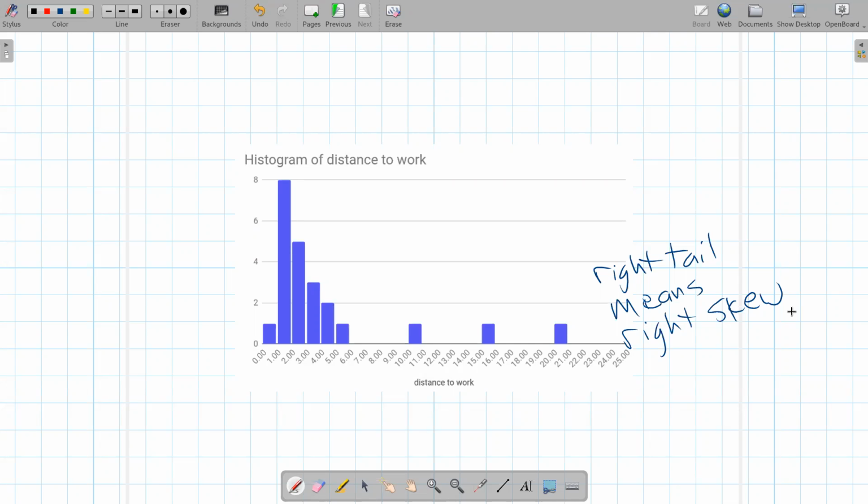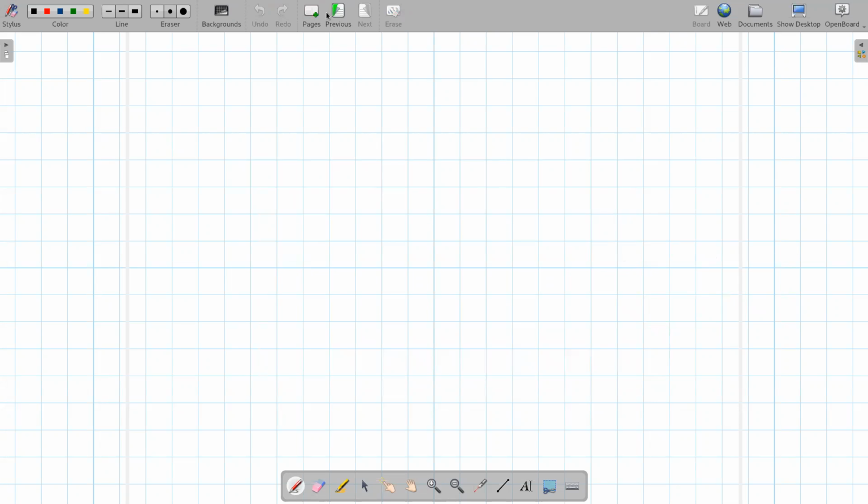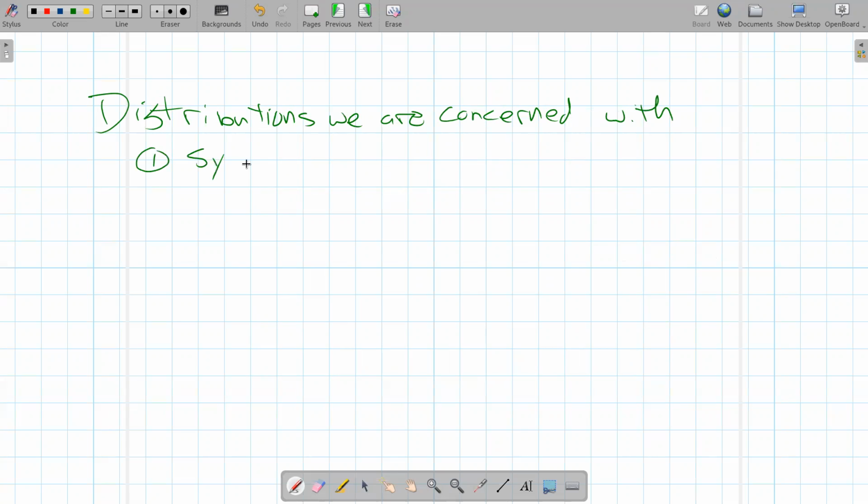So the main types of distributions we're going to concern ourselves with is it symmetric or not? Is it a bell shape or not? Is it skewed left or right? So just a summary of that. Distributions we'll concern ourselves with. One, symmetric. That is, is there a line you can draw where the left side and the right side match? So you get some kind of mirror image.